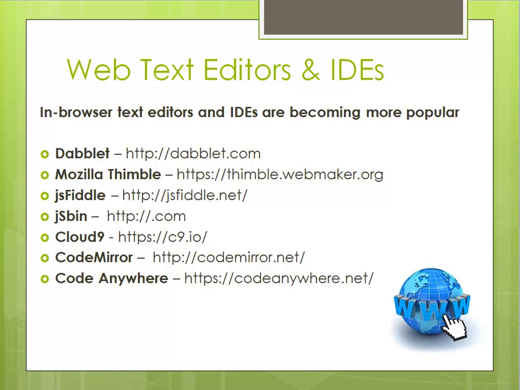Mozilla Thimble, JS Fiddle is pretty popular. JS Bin, Cloud9, Code Mirror, and Code Anywhere is really great. I'm not even sure if it's a Chrome plugin or what, but I've used it, and you can get access to your GitHub account as well as your Dropbox account, so you can edit any files in there. So that works really well.